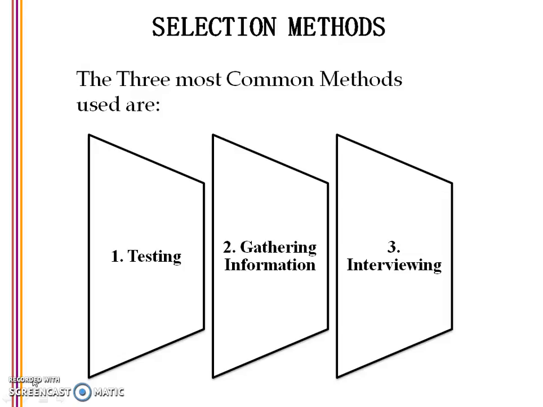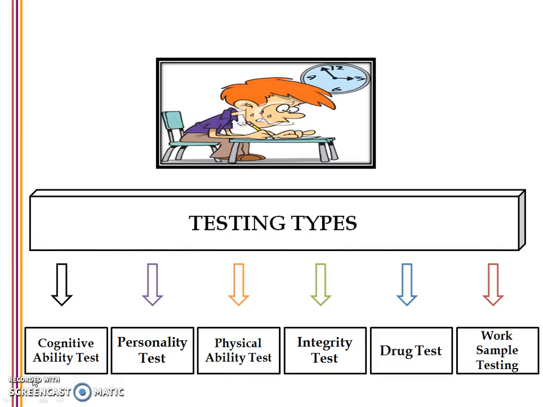The three major methods under the selection process are testing, gathering information and interviewing. We will deal with the testing method first. The testing method is categorized under 6 types. Cognitive ability test. It measures the learning, understanding and ability to solve problems, for example intelligence test.